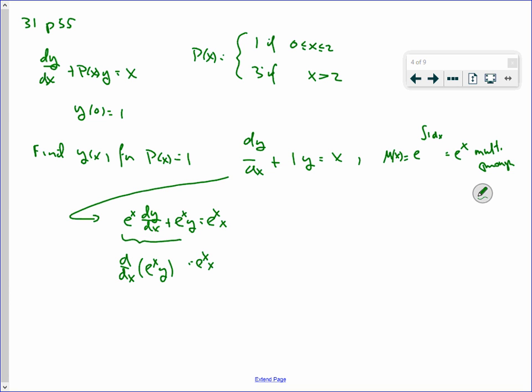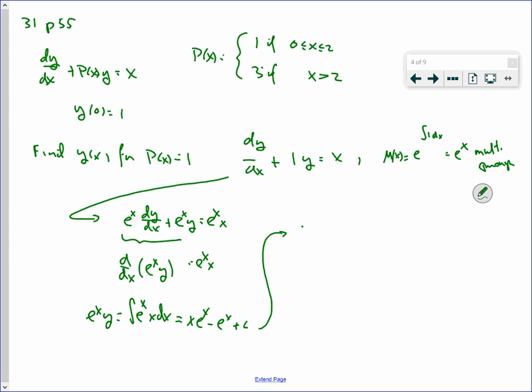This is just the derivative of e to the x times y. So we'll integrate both sides. Integrate the left side, you get e to the x times y equals the integral of e to the x times x dx. And this is an integration by parts problem. If you want to go through it, I'm just going to cut to the solution. You know, u would be x and dv would be e to the x dx. Or you can look it up in the table. This is x e to the x minus e to the x plus some constant. So e to the x y equals all of that.